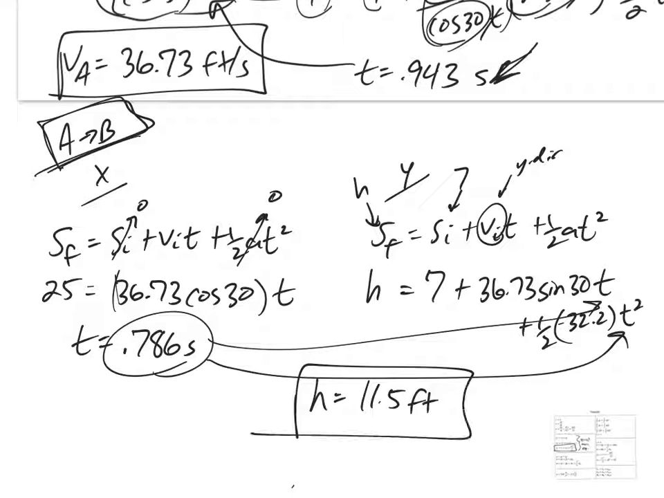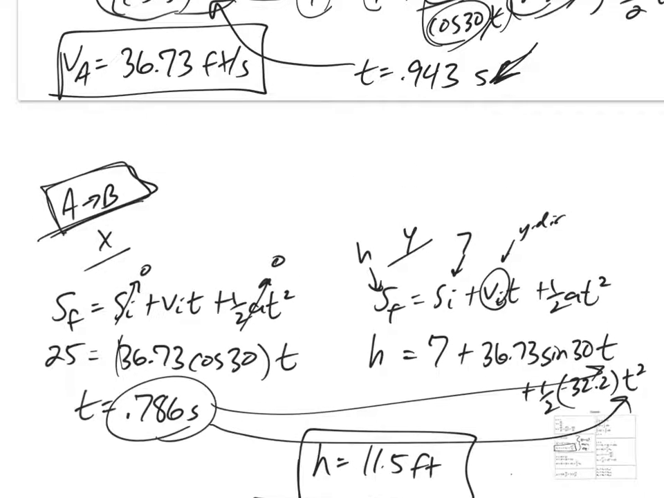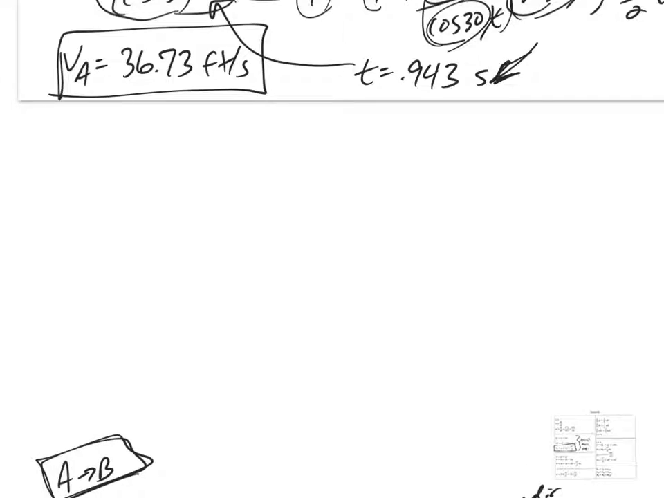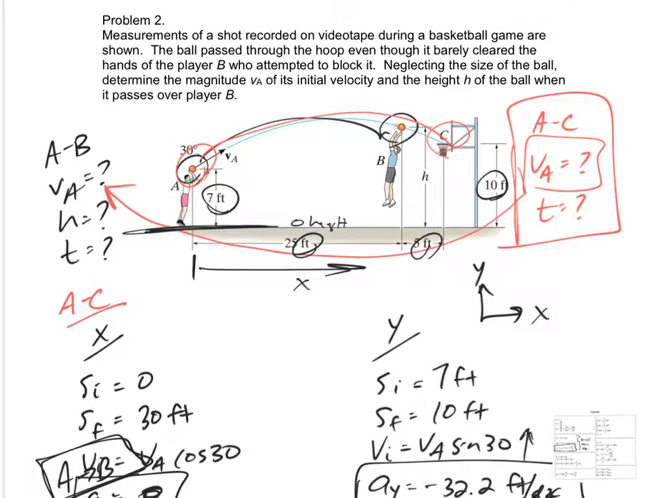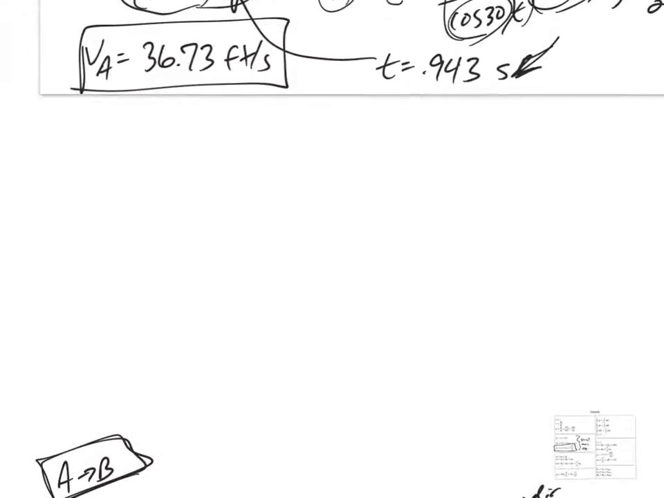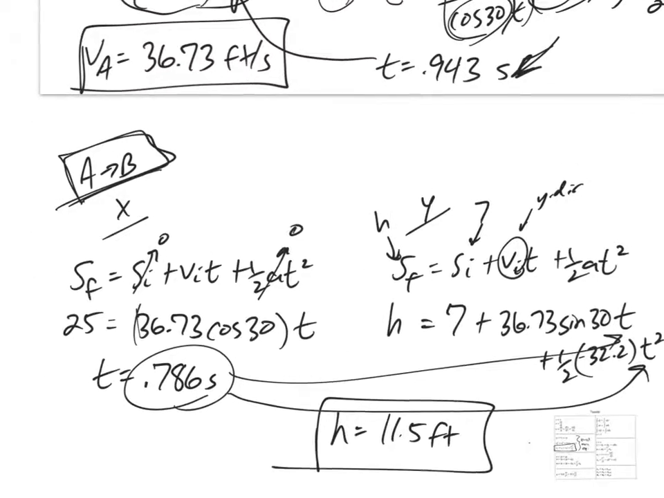feet. Kind of double check, does that make sense? If we go back up to the problem statement, let's see here. Yeah, started at 7, it ended at 10. Yeah, 11.5 I think makes sense. So that is our final answer, 11.5 feet.